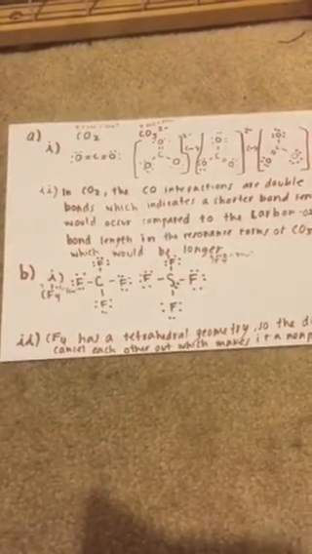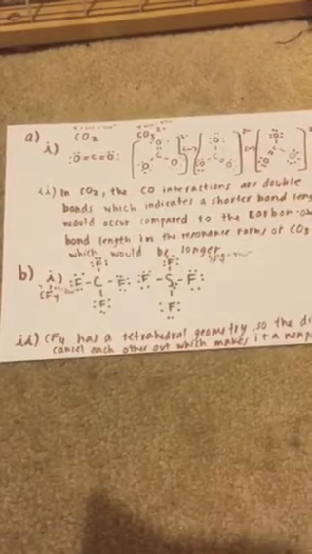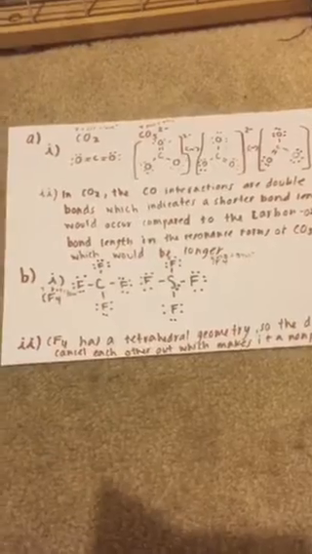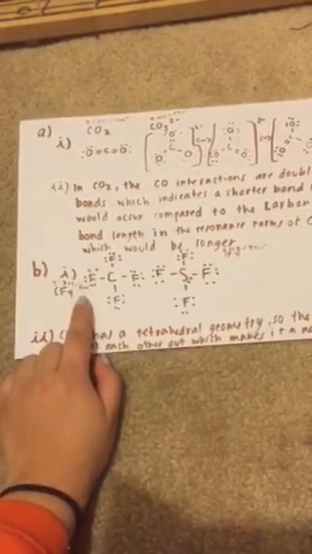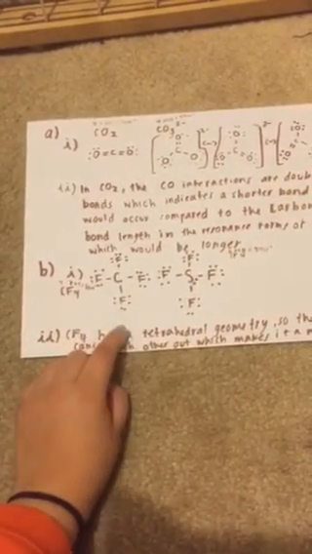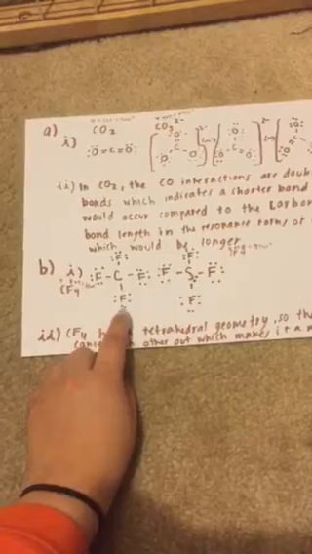Okay. For part B, consider the molecules CF4 and SF4. Draw the complete Lewis dot structure for each molecule. So for CF4, I found the valence electrons, which would be 32 valence electrons, and I knew that it would just be single bonds with full octets, which would be 8, 16, 24, 32.